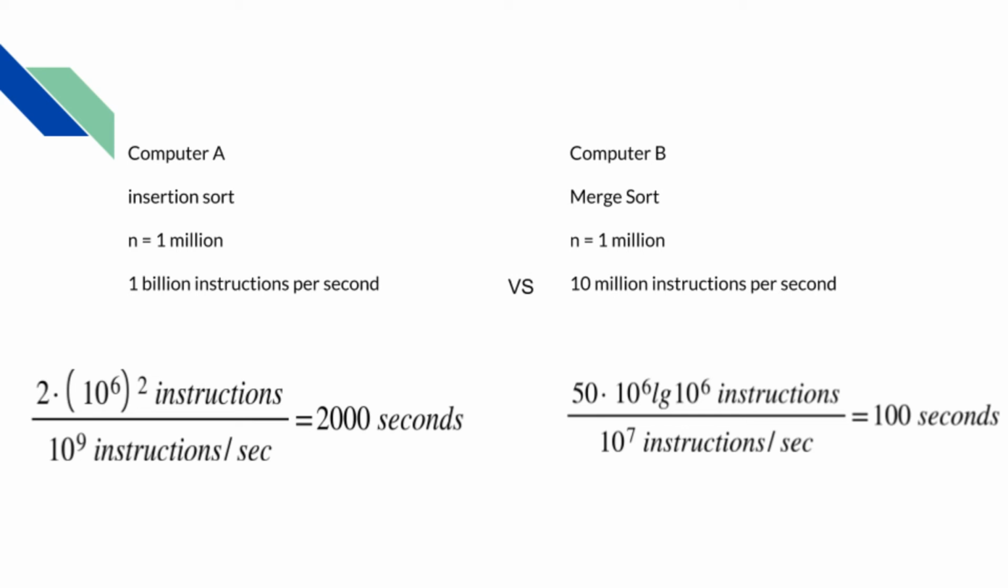By using an algorithm whose running time grows more slowly, even with a poor compiler, computer B runs 20 times faster than computer A. The advantage of merge sort is even more pronounced when we sort 10 million numbers, where insertion sort takes approximately 2.3 days. Merge sort takes under 20 minutes. In general, as the problem size increases, so does the relative advantage of merge sort.